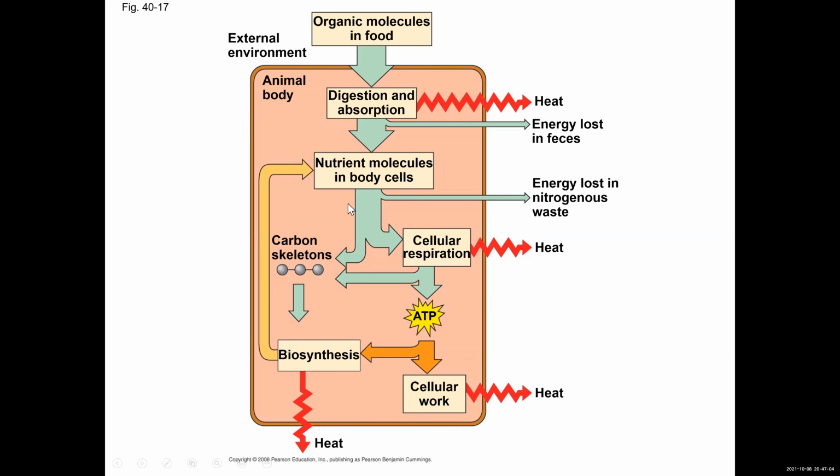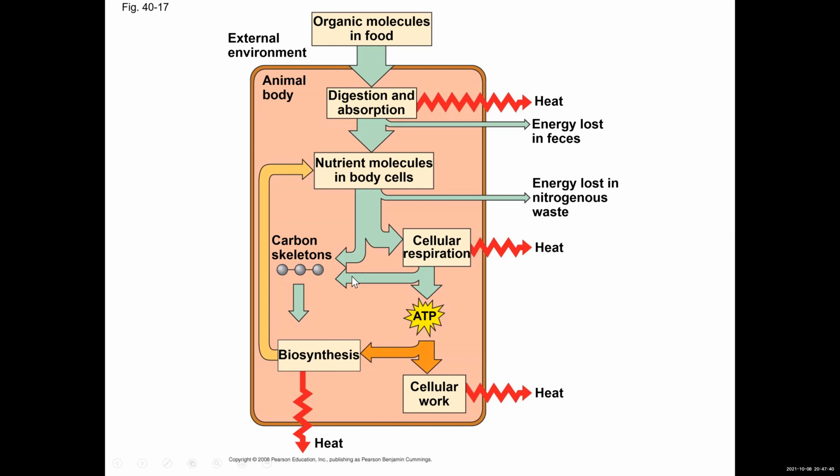Some molecules are going to still have energy in them when we get rid of them, when we excrete them, like these nitrogenous wastes. So we've got to get rid of them. They still have some energy. We're letting that energy go. All right, all the energy that's left is going to go into cellular respiration, for example. So glucose and other carbon chain molecules are going to go into cellular respiration. Some of the energy is going to be lost as heat. Some of it's going to be stored as ATPs.